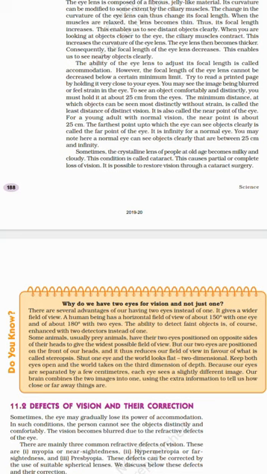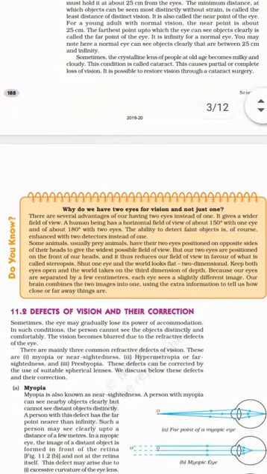Now we are saying two points: near point and far point. What is the near point of the eye? Near point means 25 centimeters for a normal eye, the minimum distance at which an object can be seen most distinctly without strain. Without any strain, the position in which you can see an object clearly is your near point.